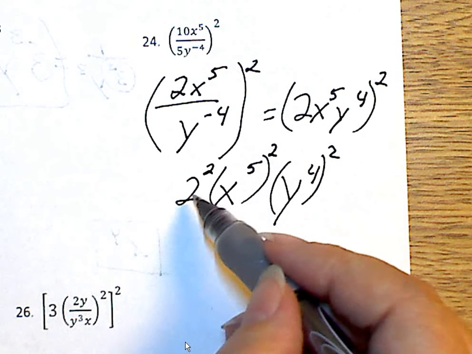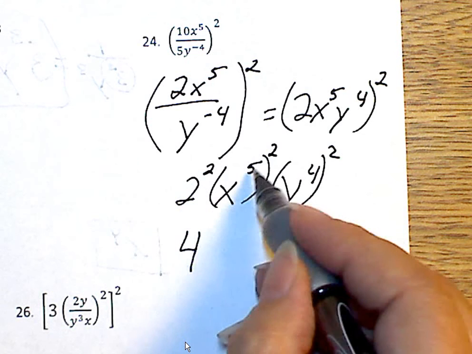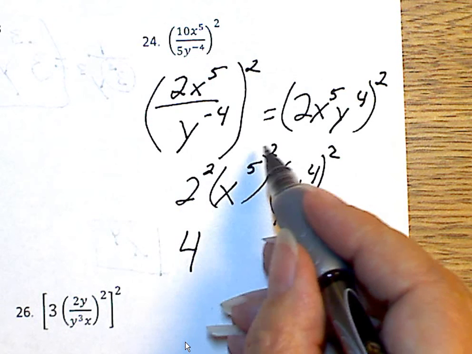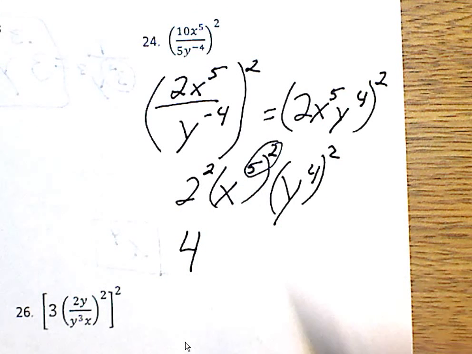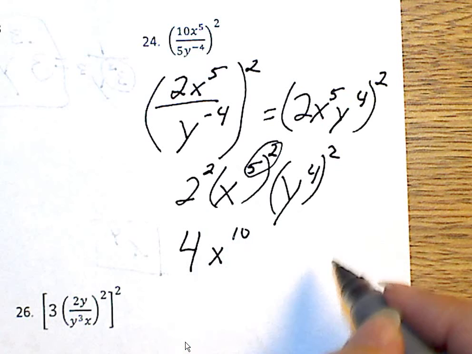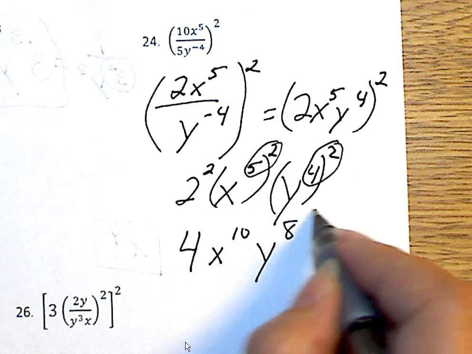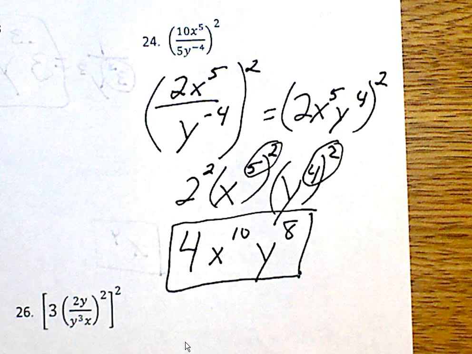2 squared is 2 times 2 is 4. When you raise something and then you raise that, what do you do to these exponents? Multiply. So you have x to the 10th. And here we multiply again, gives me y to the 8th. Any other numbers?